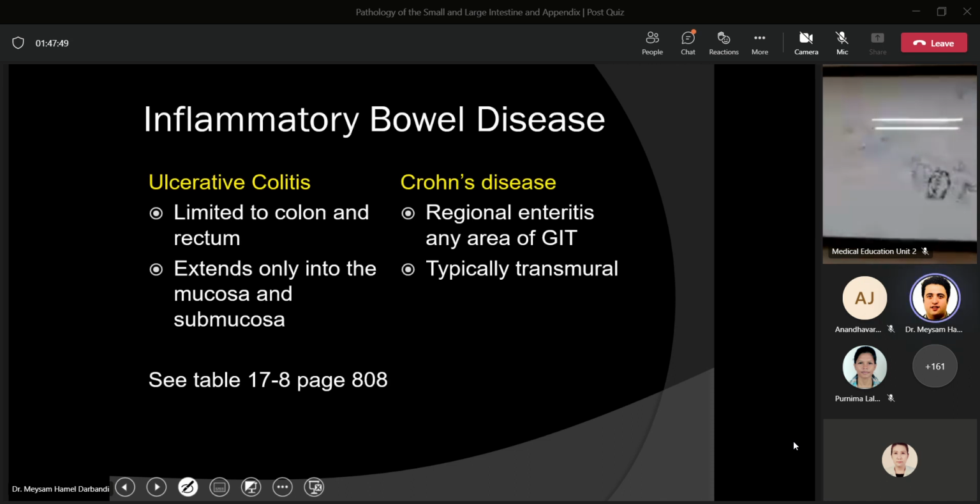So let me differentiate ulcerative colitis and Crohn's disease. I told you here, see table 17.8 on page 808. However, I also made the table here. Ulcerative colitis is limited to colon and rectum, extending only into the mucosa and submucosa. Crohn's disease, regional enteritis, any area of the GIT, typically transmural.